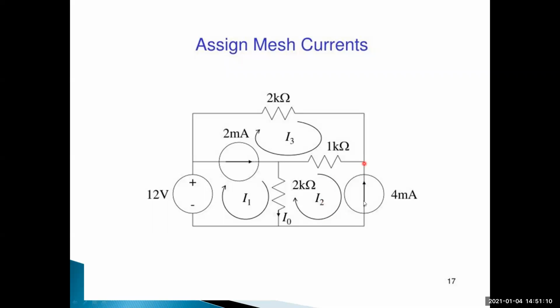And this branch is not interlinking with mesh 1 and mesh 3. They are separate, and this 4 milliamps current source is separate. Understood? That's why the branch current and the mesh current are the same. If both are in the same direction, then equal: I2 is equal to 4 milliamps. If it is the opposite direction, this current direction is upward and this current direction is downward, that's why I2 is equal to minus 4 milliamps.